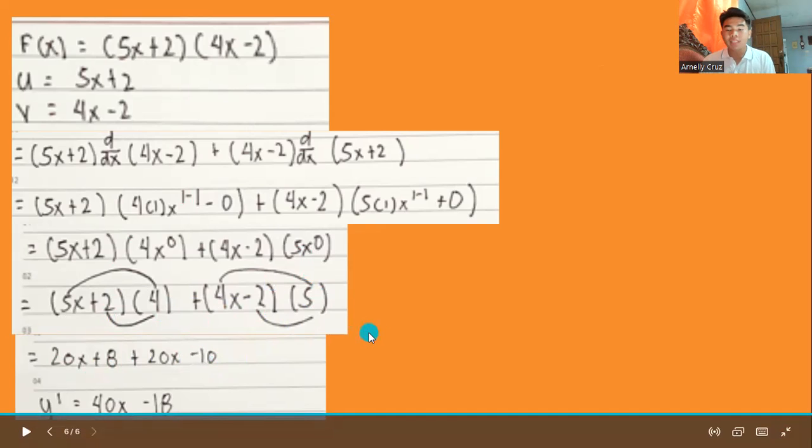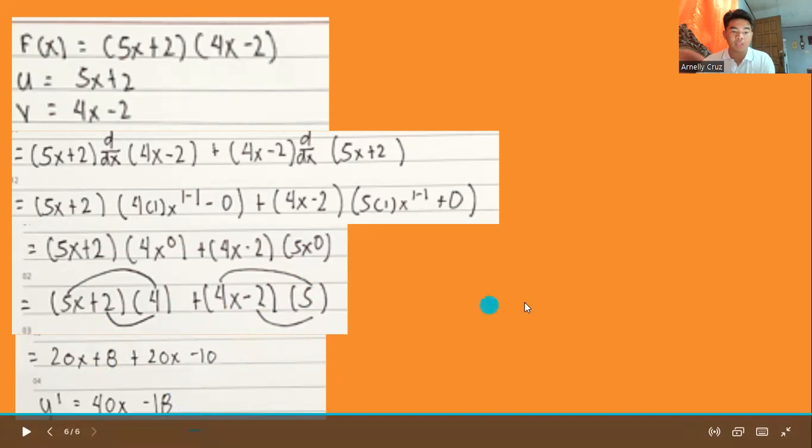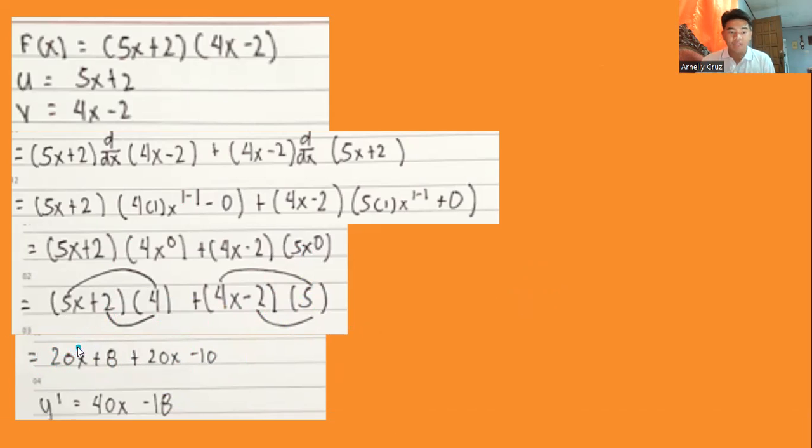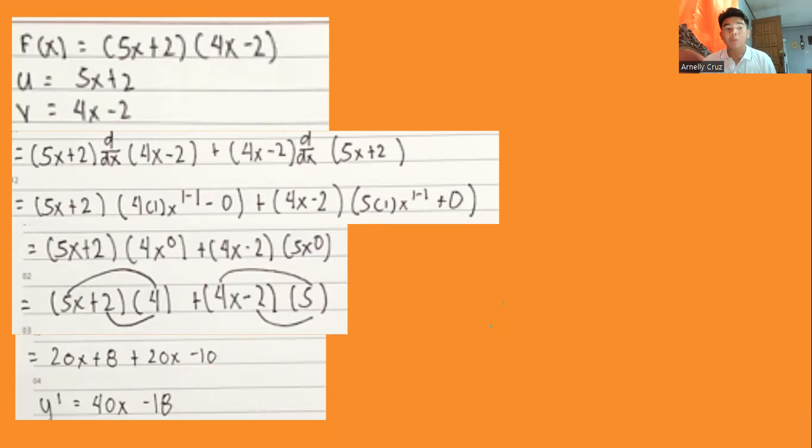So, our final answer is 40x minus 18. Paano po siya naging 40x? Sapagkat yung ating similar number or the similar given, 20x plus 20x, add lang po natin, magiging 40x po. Then, 8 plus 10 equal 18, then copy the negative sign, it will be 40x minus 18. So, ayun po yung pagkuha or yung process sa pagkuha po ng ating product rule.